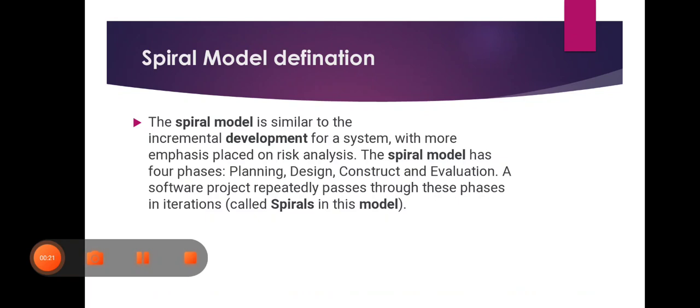The spiral model is similar to incremental development for a system, with more emphasis placed on risk analysis. The spiral model has four phases: planning, design, construct, and evaluation. A software project repeatedly passes through these phases in iteration, which is called the spiral model.